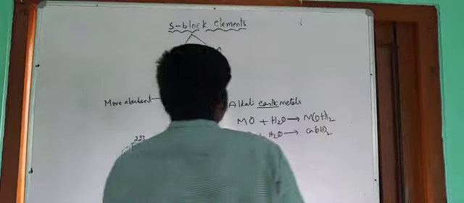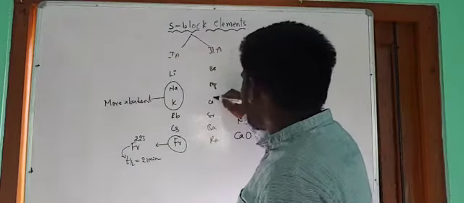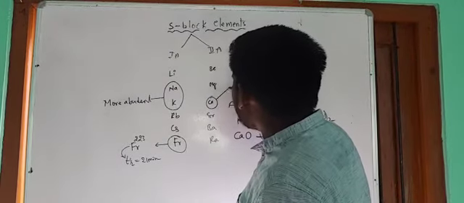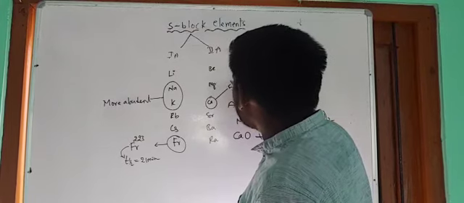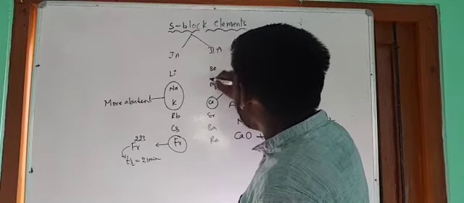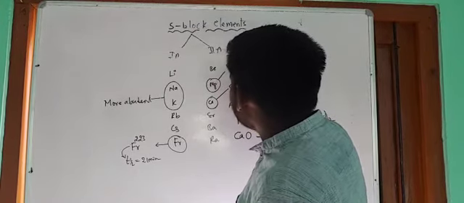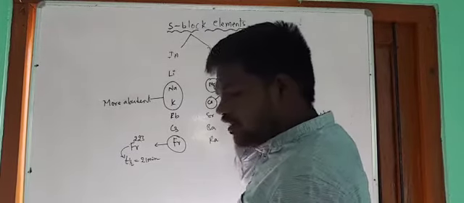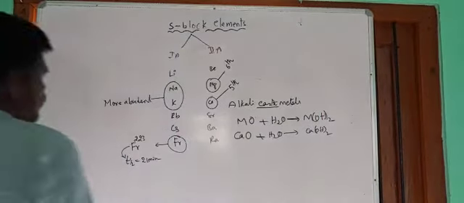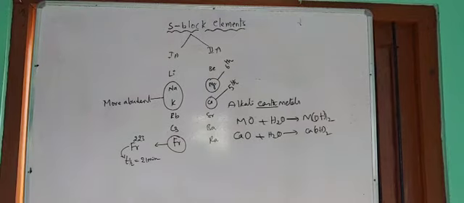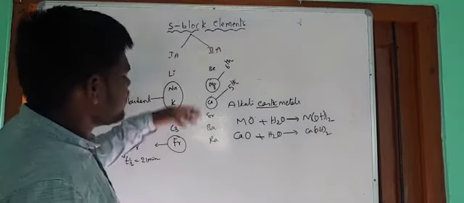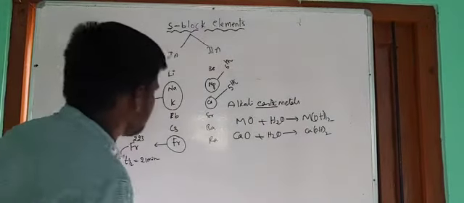Okay. And next one, in the second A group elements, calcium is the fifth most abundant element, and magnesium is the sixth most abundant element. And remaining elements are present in low abundance. So their availability is low compared with magnesium and calcium.